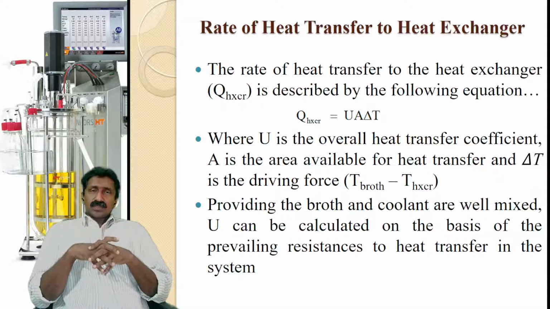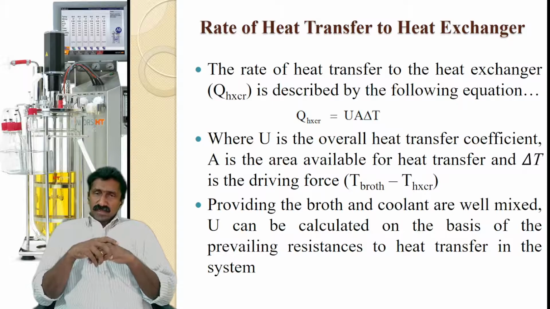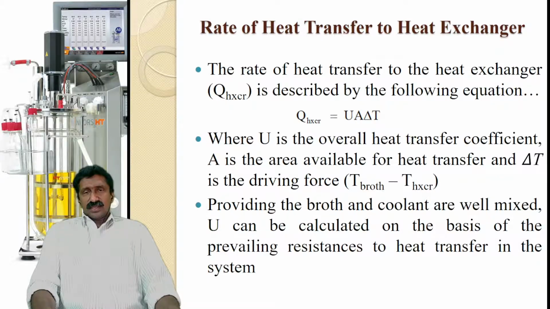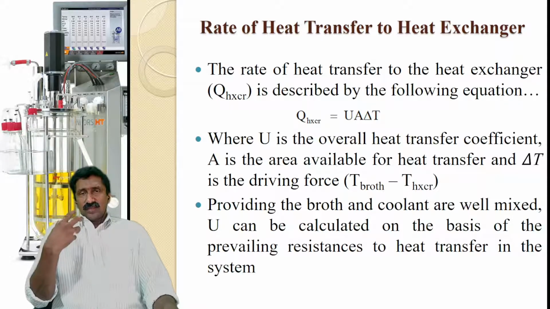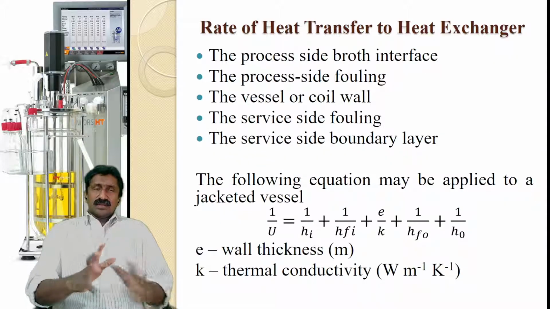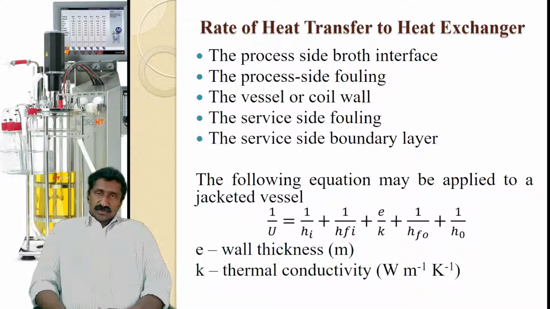Providing the broth and the coolant are well mixed, the U can be calculated on the basis of the prevailing resistances to heat transfer in the system. So here you can calculate the value of U, that is the overall heat transfer coefficient, based on the prevailing resistances to heat transfer in the system. There are various components that need to be considered, at least 5 different factors that affect the overall heat exchange.